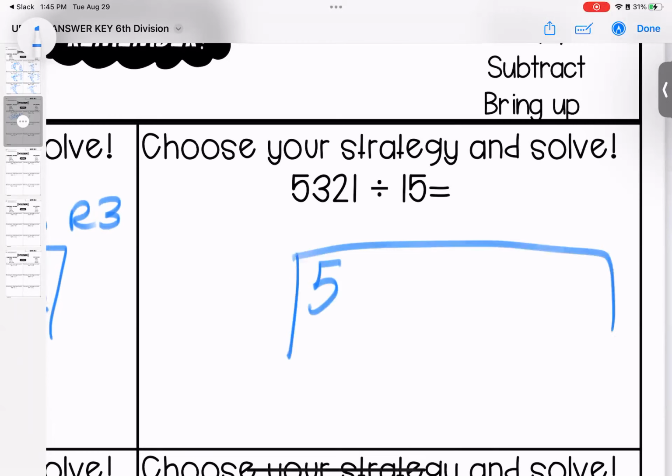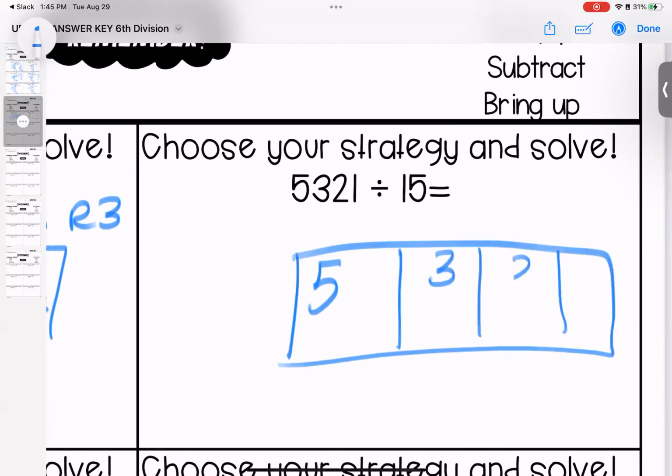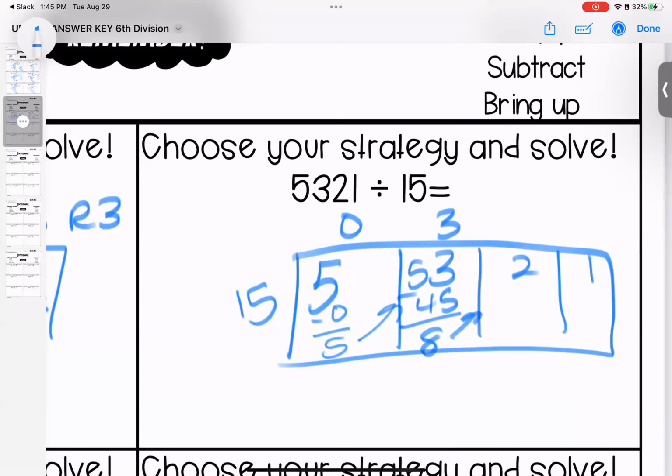All right, let's get this one boxed up. We have 5,321. Again, using 15, work smarter, not harder. Keep your list of times tables. 15 does not go into 5, but it does go into 53 3 times, which is going to be 45. When I subtract my 53 minus 45, I am left with 8, which I'm going to bring next door.